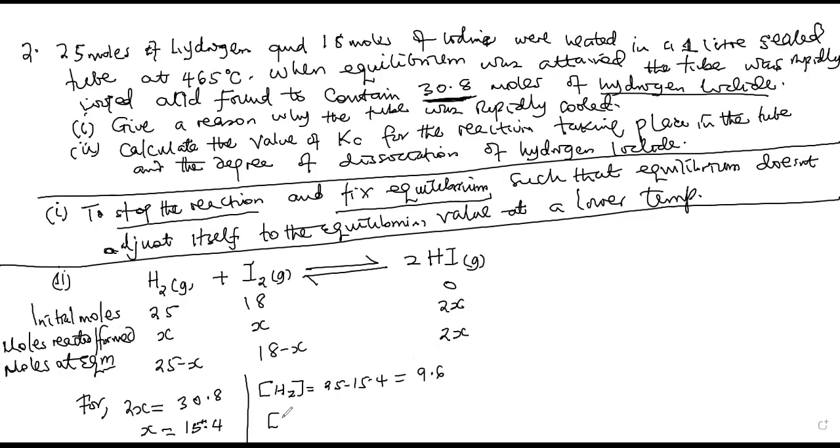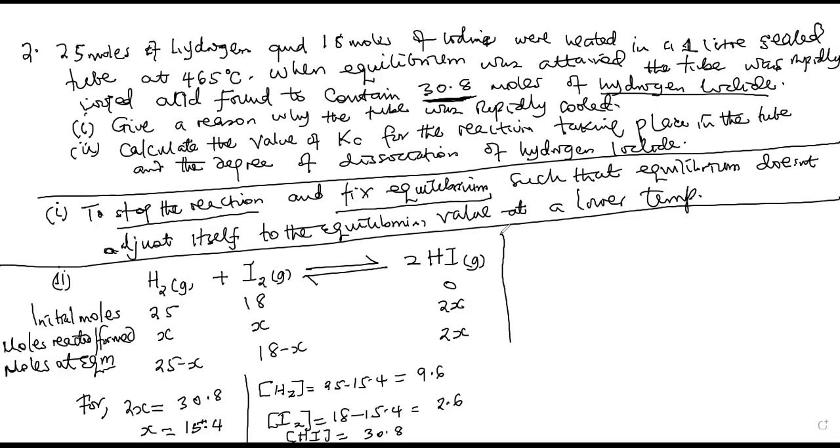Concentration of iodine is 18 minus 15.4, which is 2.6. Then the concentration of hydrogen iodide, since at equilibrium it is already given, will keep 30.8.